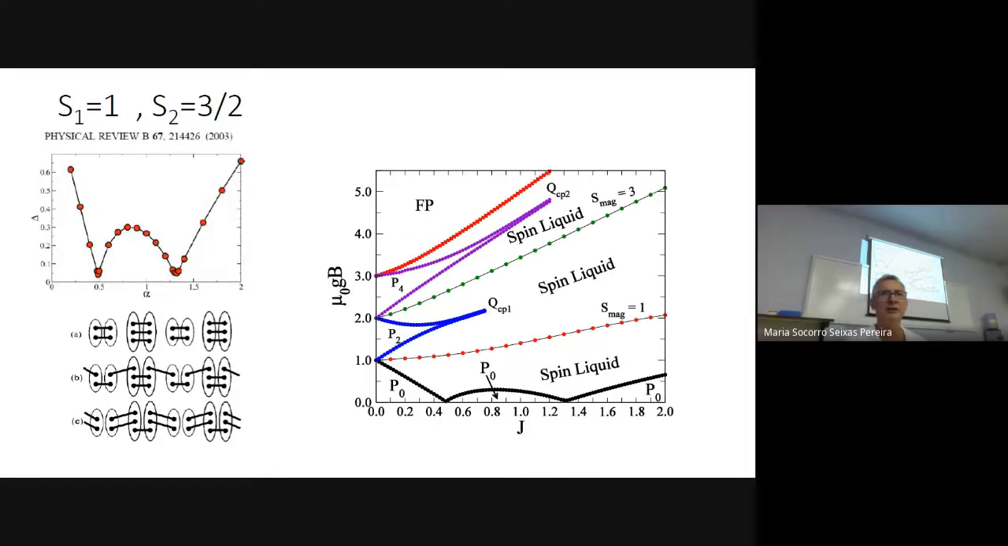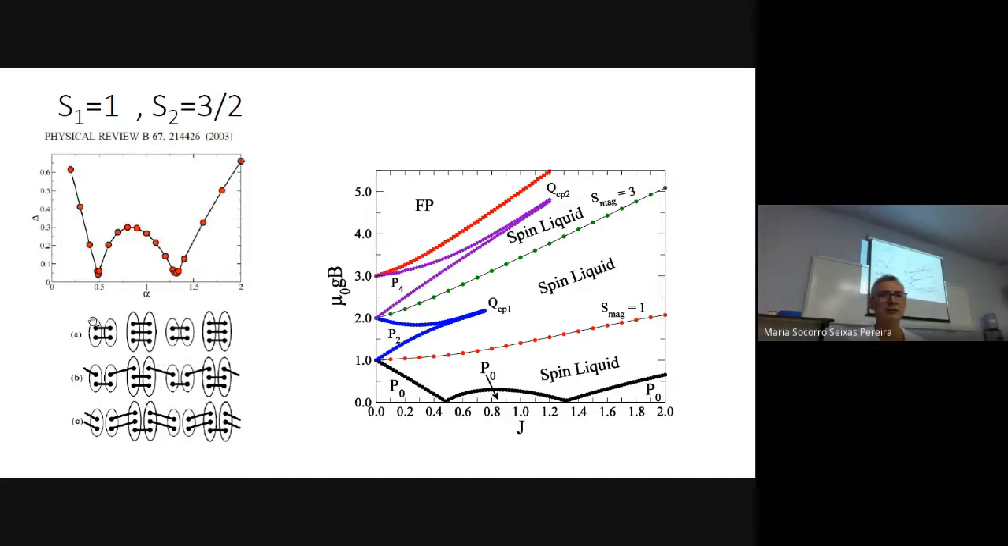And to finish, we considered the case of spin 1 and spin 3/2. This is a very interesting case. In this paper from 2003, it was shown that this model supports 2 Gaussian phase transitions. When we represent this spin 1 as a virtual pair of spins 1/2, and the spin 3/2 as 3 spins 1/2, we can have 3 possible ground states.